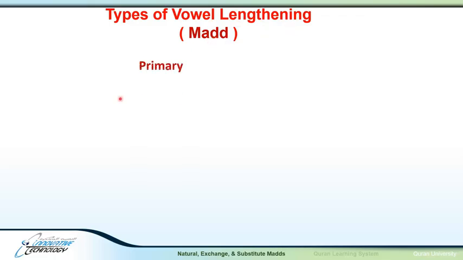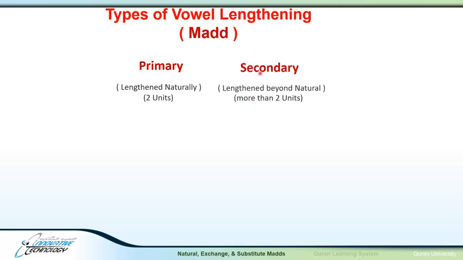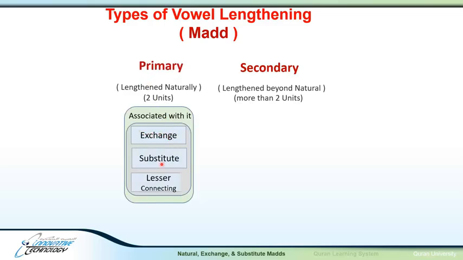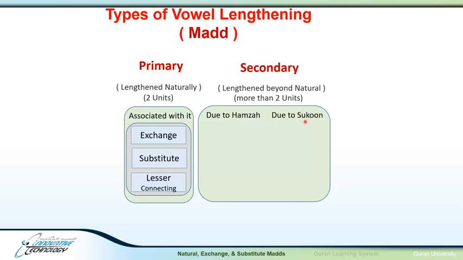We've mentioned that there is a primary med, which is lengthened naturally for 2 units, and anything that is lengthened beyond 2 units is called secondary med. And we have mentioned that the primary med itself has similar meds that are associated with it. There is the exchange, substitute, and lesser connecting meds, 3 types of med in addition to the primary, while the secondary med is further classified under 2 categories based on what causes the lengthening beyond natural, where it can be caused either by a hamza or by a sukoon.